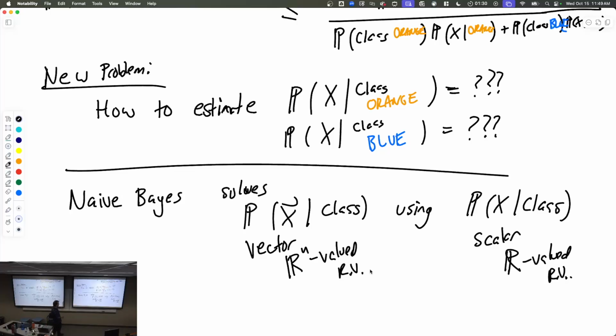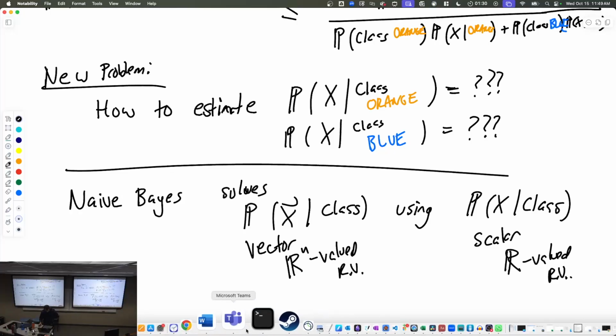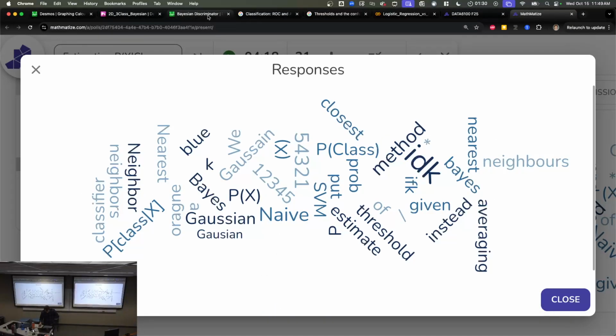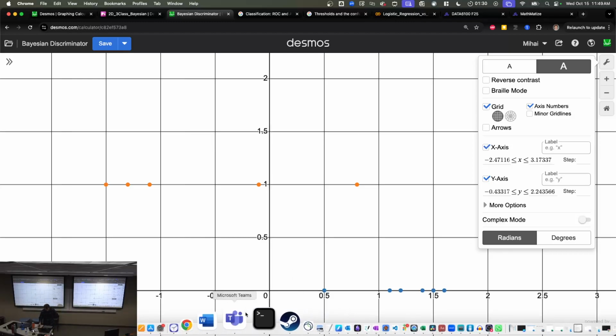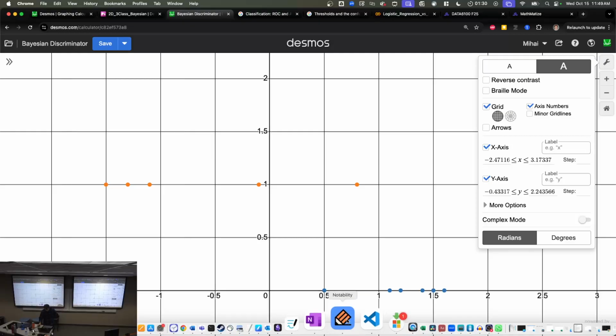So saying let's use naive Bayes doesn't actually solve this problem, right? Naive Bayes says that if we knew how to solve this one, then we could upgrade it to vector valued. But right now we're just in scalar valued. We only have one x in our little Desmos demonstration. So naive Bayes is not solving the problem. Of course, naive Bayes plus the other stuff we're going to do will be a nice solution. But we want something more fundamental than naive Bayes.